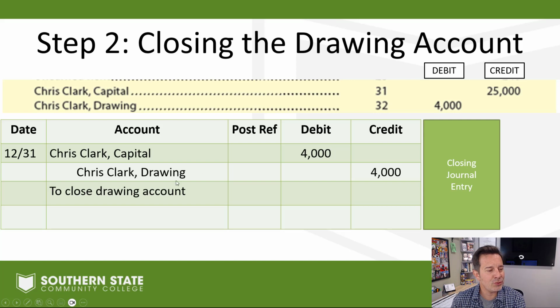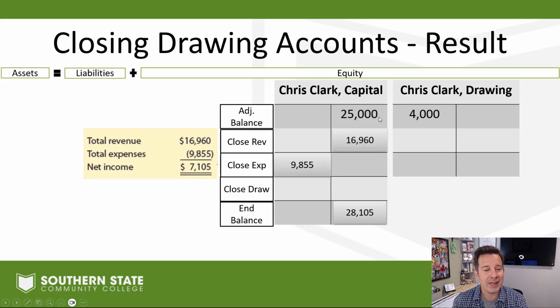We've closed out drawing with a credit. It had a $4,000 debit balance. We got to do the opposite. We've closed it out with a credit. And we have the debit to capital, which is decreasing our capital account. And you can see that right now. We break down the capital. We put in the revenue when we closed revenue. We've put in the expenses when we closed out our expenses. And now we've closed out the draw with that entry right there. So we end up with an ending balance in capital of $28,105. That number sound familiar?